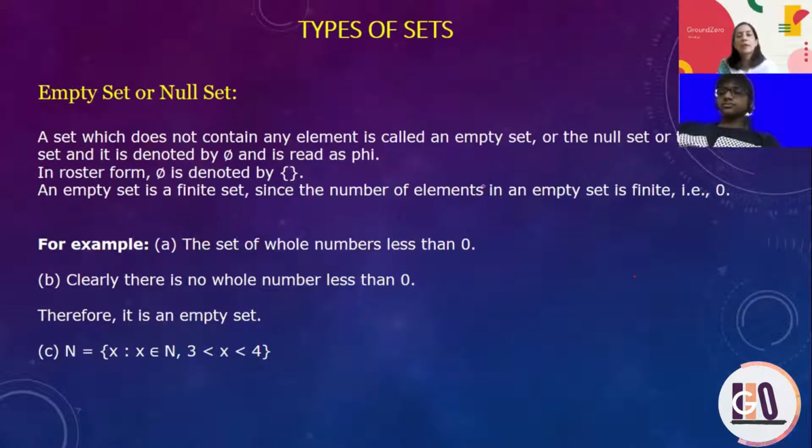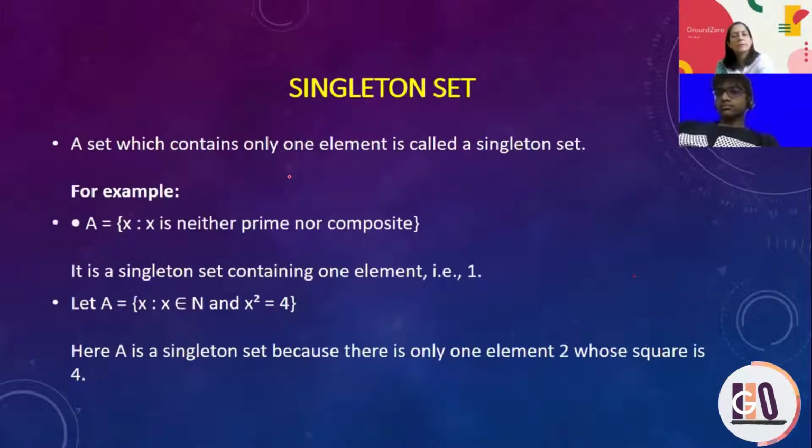Empty set is obvious: the word itself says empty, which means no elements. You can write it by phi, read as phi. And in roster form, you write it with the brackets and a phi inside it.